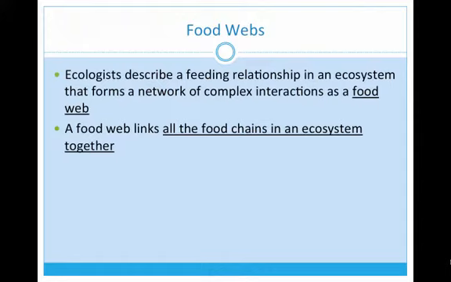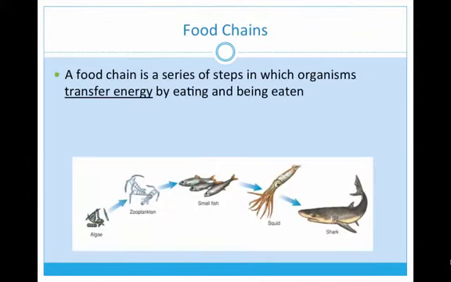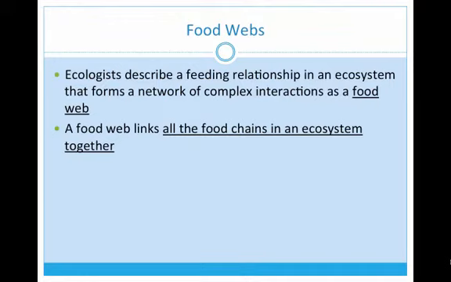Now ecologists describe a feeding relationship in an ecosystem that forms a network of complex interactions as a food web. In other words, a food web links all the food chains in an ecosystem together. Like the food web you saw previously. If you take that one and you add it to several other food chains and they start to crisscross because the squid is eating something else besides just the small fish, the second food chain and a third and a fourth creates a more complex relationship or interaction, and that's a food web.